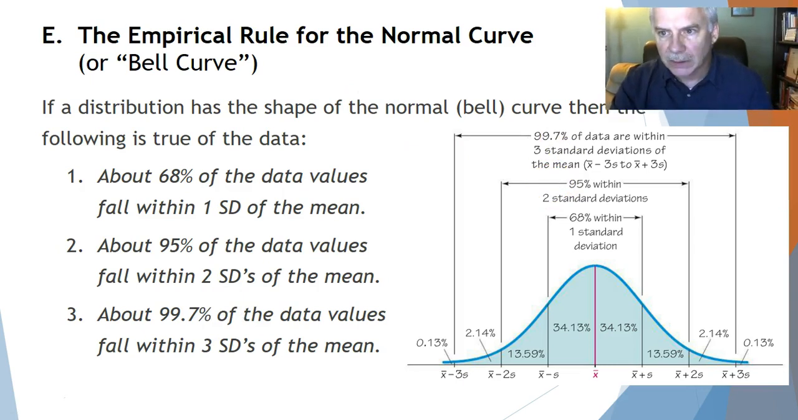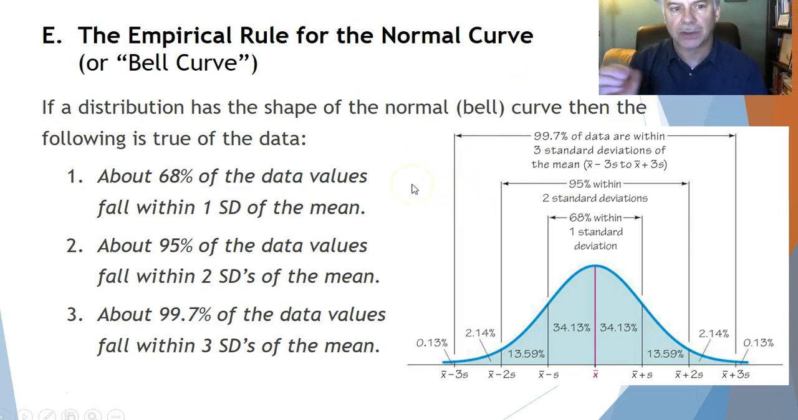Now, the last thing in this section, they start to talk about the normal curve. Now, normal curve is very important in statistics. It's one of the key ideas. To be a normal curve, it's informally called the bell curve, but to be a normal curve, it has to have a very specific shape. Okay? If it has this specific normal curve shape, then 3 facts are true, and this is called the empirical rule for the normal curve.